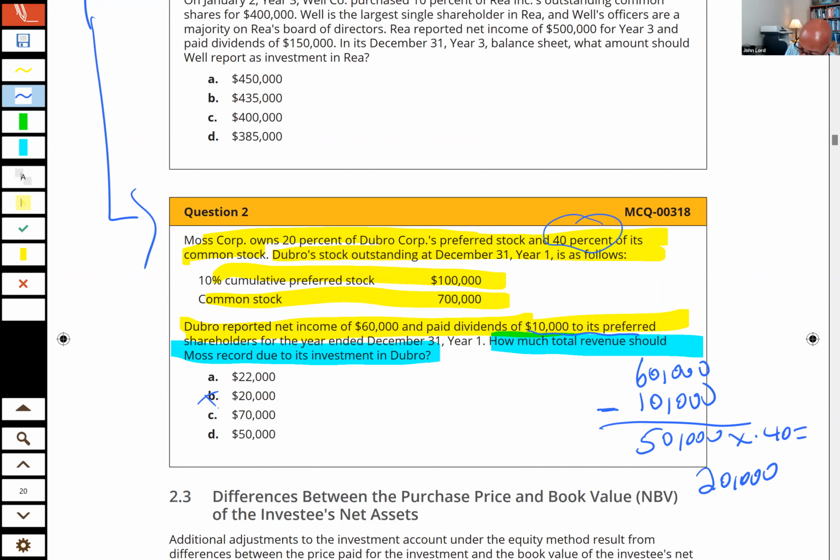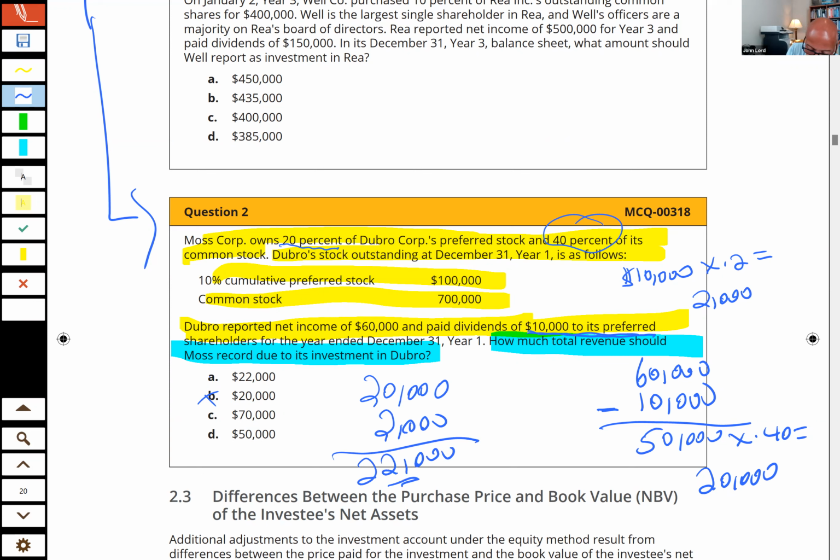Now I have to consider the preferred dividend. So I take that 20,000, and I'm going to write it again over here. We had a preferred dividend of 10,000, but we don't take the whole thing because we only own 20% of that $10,000 preferred dividend. So 20% times 10,000 means we have another 2,000 coming to us for our preferred dividend. We take that and we have the total of 22,000. So the correct answer here is A.